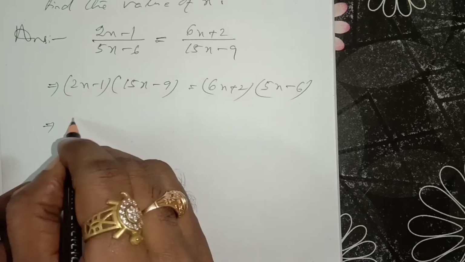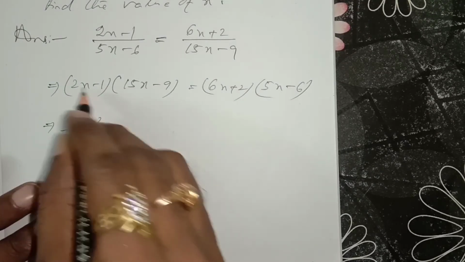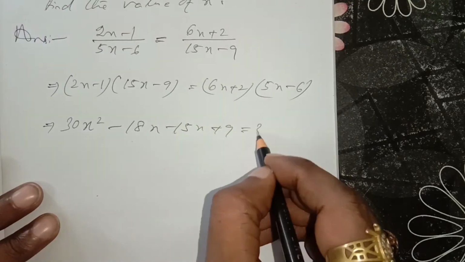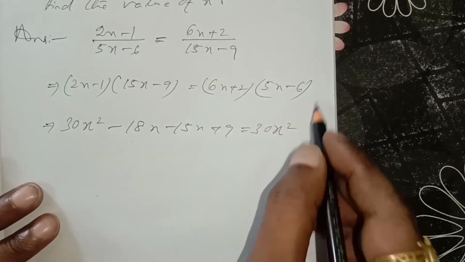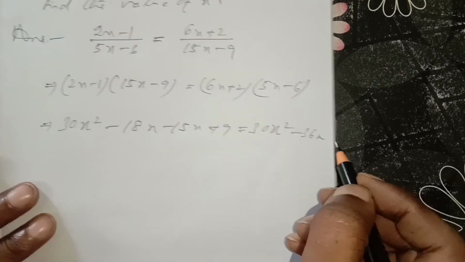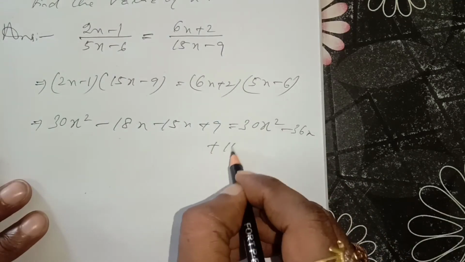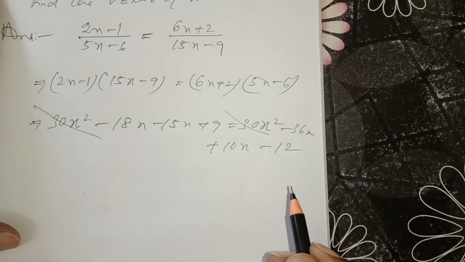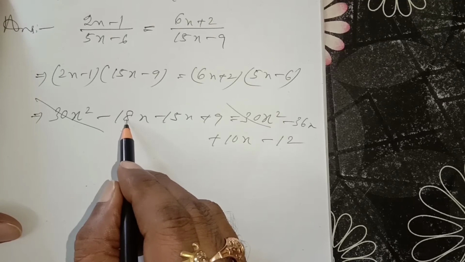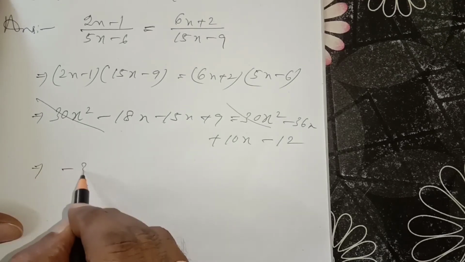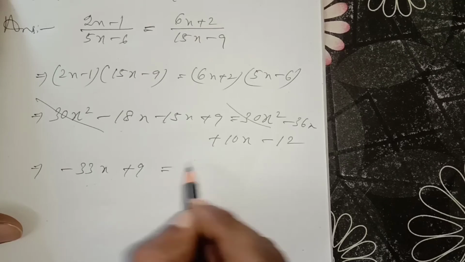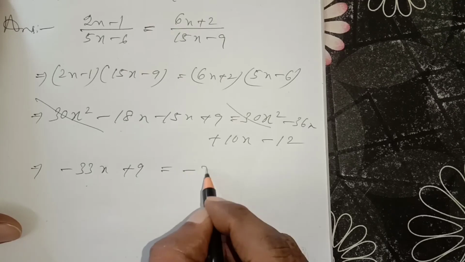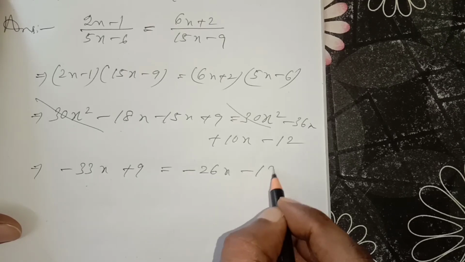This will be 30x square minus 18x minus 15x plus 9, and this side is also 30x square coming, minus 36x, and this will be plus 10x minus 12. On both sides 30x square can be cancelled. Minus 18x and minus 15x, this will be minus 33x plus 9. This side minus 36x plus 10x, that means this will be minus 26x and minus 12.